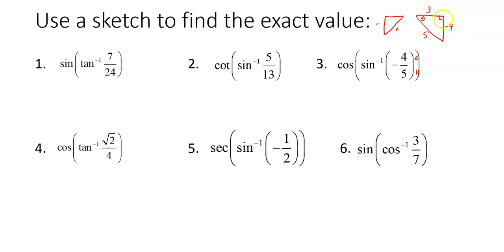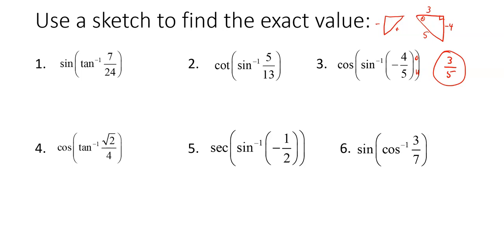There's my 3. Okay. Now I can take the cosine as adjacent over hypotenuse, and I get 3/5. So using those restricted values for inverse sine is important here, is I got to know which quadrant I'm in. I'm in this fourth quadrant. Cosine's 3/5. All right. For number 4, cosine of the inverse tangent.